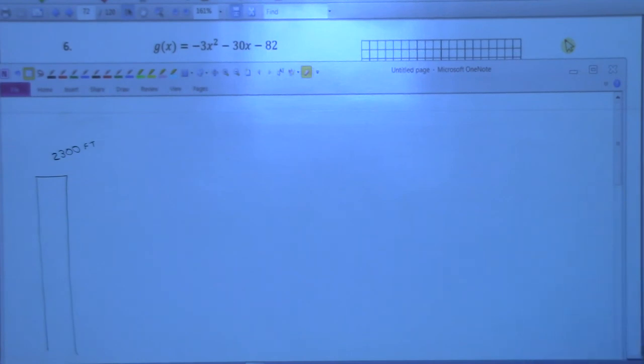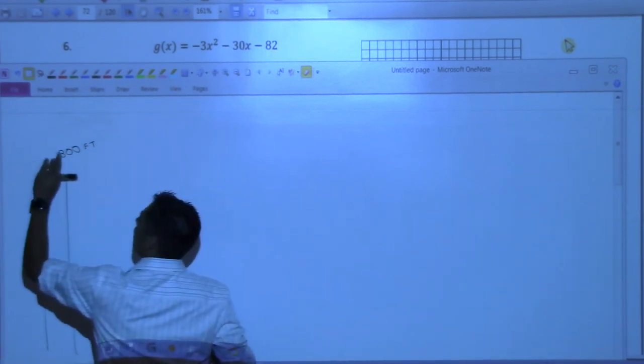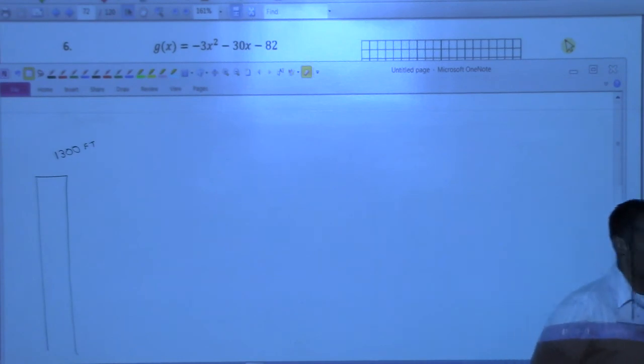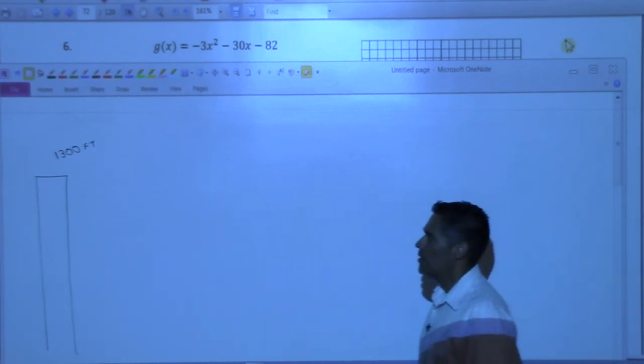No, I was wrong. I was right the first time. 1,300. Yeah, it was like 2,300. That's like half a mile. That's okay. 1,300 feet. All right, 1,300 feet was the height of the buildings.